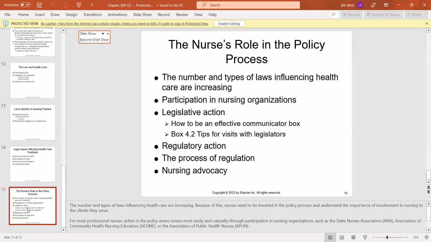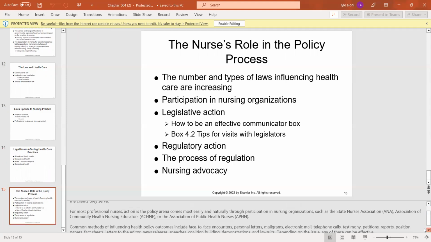The number and types of laws influencing healthcare are increasing. Because of this, nurses need to be involved in the policy process and understand the importance of involvement in nursing. For most professional nurses, action in policy comes easily and naturally through participation in nursing organizations, such as the State Nursing Association and the Association of Public Health. And so we really see an overlap here.